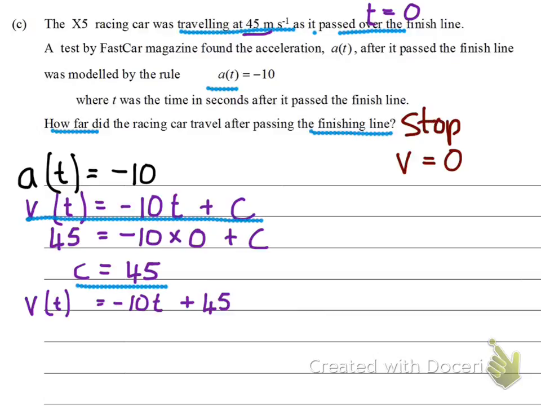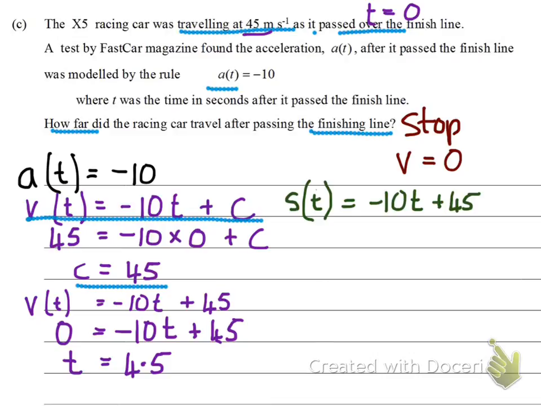Now, how far did it travel after passing the finishing line? Well, it would have travelled until it stopped. So we want the velocity, or its speed, to equal 0. That's when the car stopped. If you're not moving, you've obviously stopped. So put 0 into there. Solve it. After 4.5 seconds, the car has stopped.